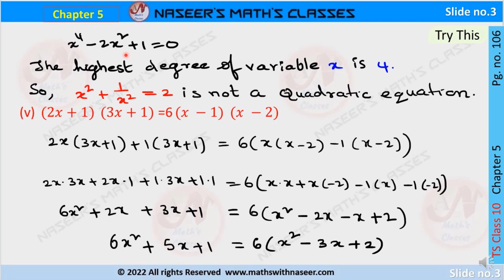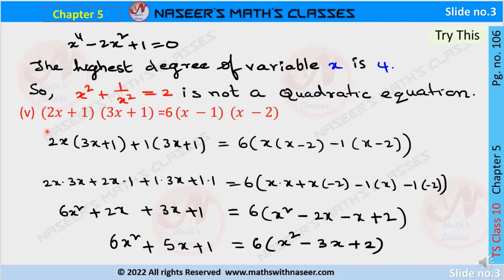After transposing 2x square from RHS to LHS, we can write it as x power 4 minus 2x square plus 1 is equal to 0. Here the variable is x and its highest power is 4. So it is not a quadratic equation. It is a biquadratic equation.